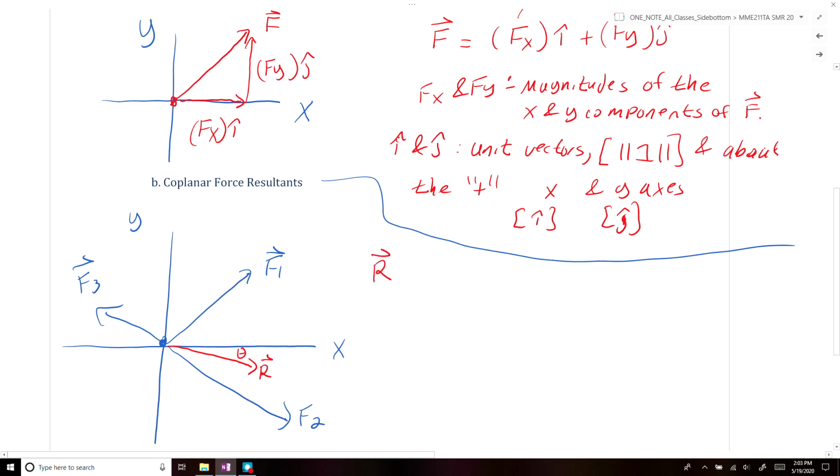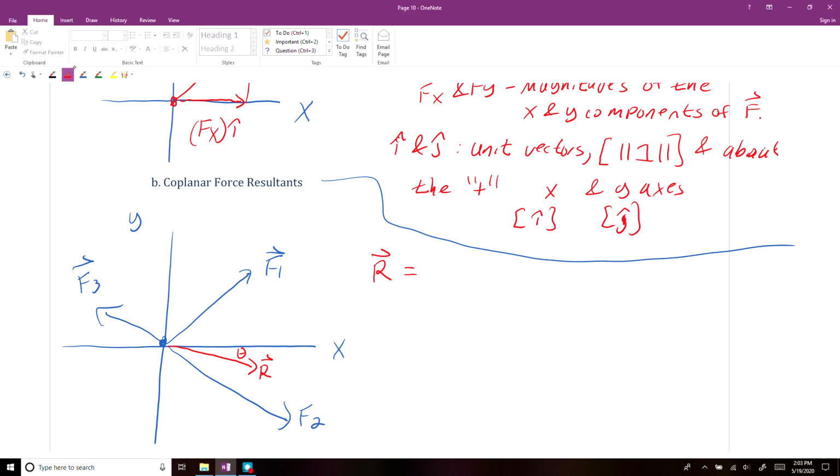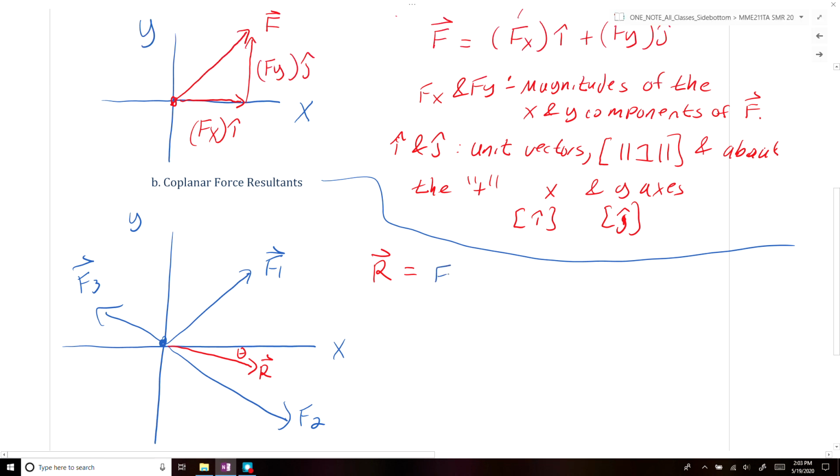So we can say our resultant force will be equal to the sum of all the forces on our system. In this case, it's going to be equal to force 1 plus force 2 plus force 3. To do this vector algebra, we would first place F1, F2, and F3 in Cartesian form. We would define F1 in terms of its Cartesian components. F1 would have an x component times the unit vector along the x-axis i, plus the F1 component along the y-axis, which would be F1y times j. And we could repeat this for force 2 and force 3.